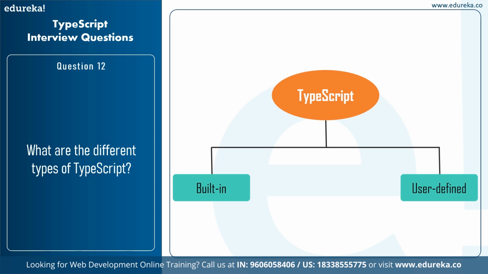Now the built-in types include numbers, string, boolean, void, null, and undefined. Whereas the user-defined types include enumerations, classes, interfaces, arrays, and tuples. So these are the two different types of TypeScript that we use commonly.